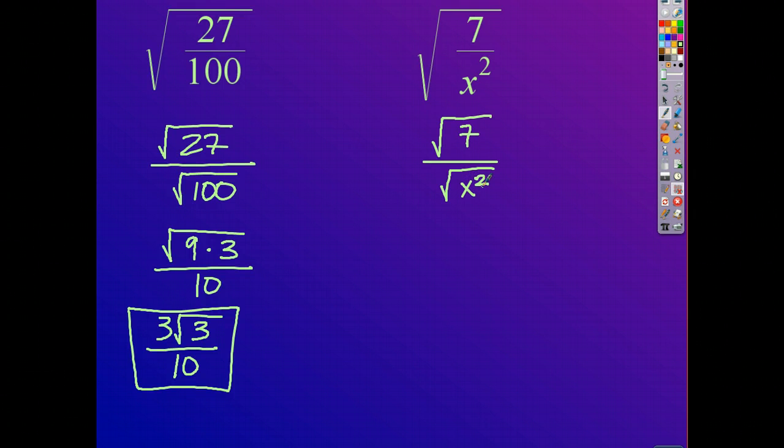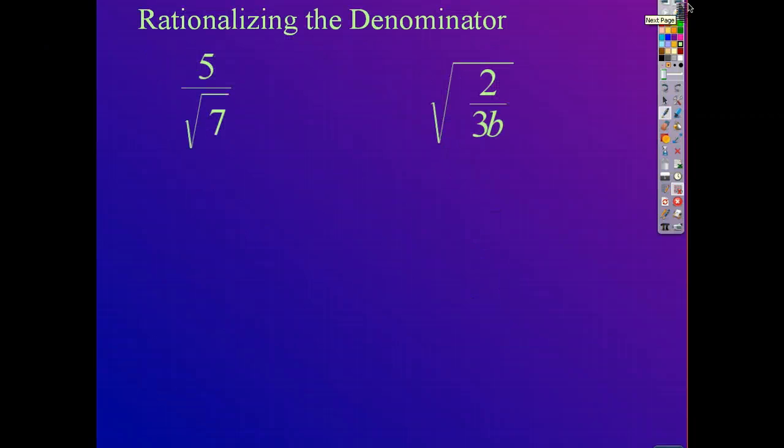And then you look and you say, well, that's just going to say square root of 7. And the square root of x squared is x. Okay? No perfect squares underneath the radical, no radicals in the denominator, no fractions underneath the radical. All right, looking good. Well, of course, we're going to do something a little bit harder.